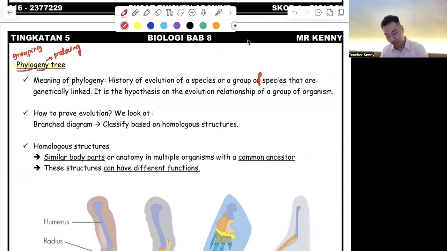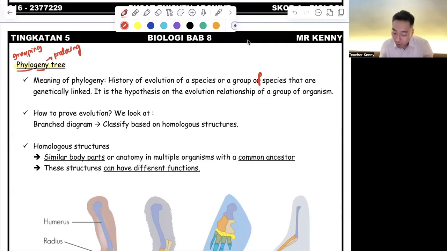Yeah, it is the hypothesis of the evolution relationship. So hypothesis, that means like it's an early guess lah. We guess, but actually now it's slowly moving into theory. Theory means confirm already. Yeah, hypothesis on the evolutionary relationship of one group of organisms. Let's say we group us and a cat together, and then we build a tree from that. How related we are to a cat, for example.